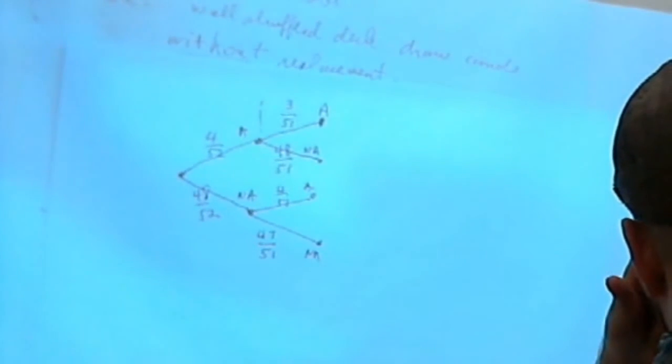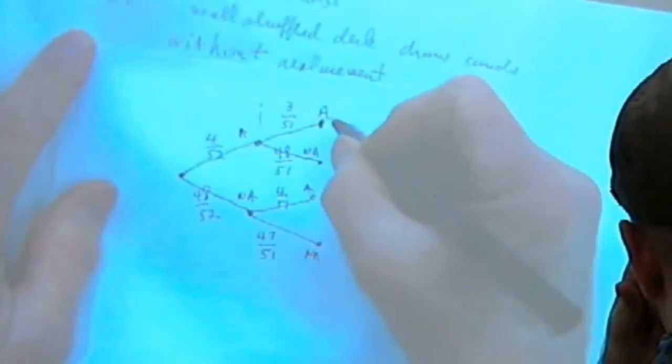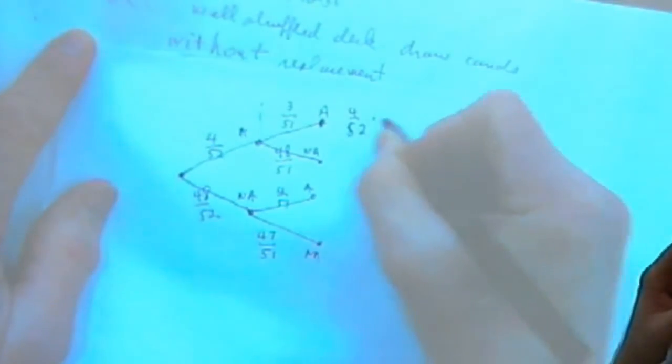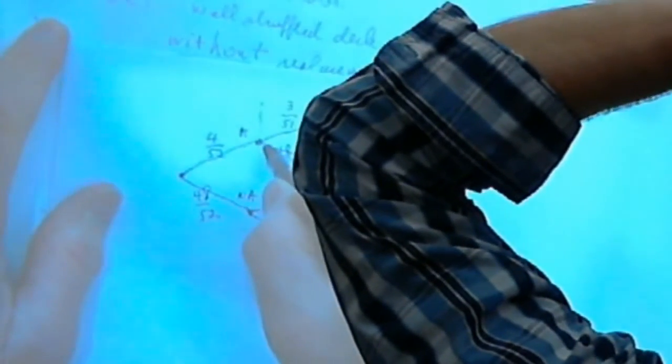So the chances you get to this node are 4 out of 52 times 3 out of 51. 4 out of 52 times you come up here, and of those times, 3 out of 51 times you get to this. And now the puzzle is almost solved.